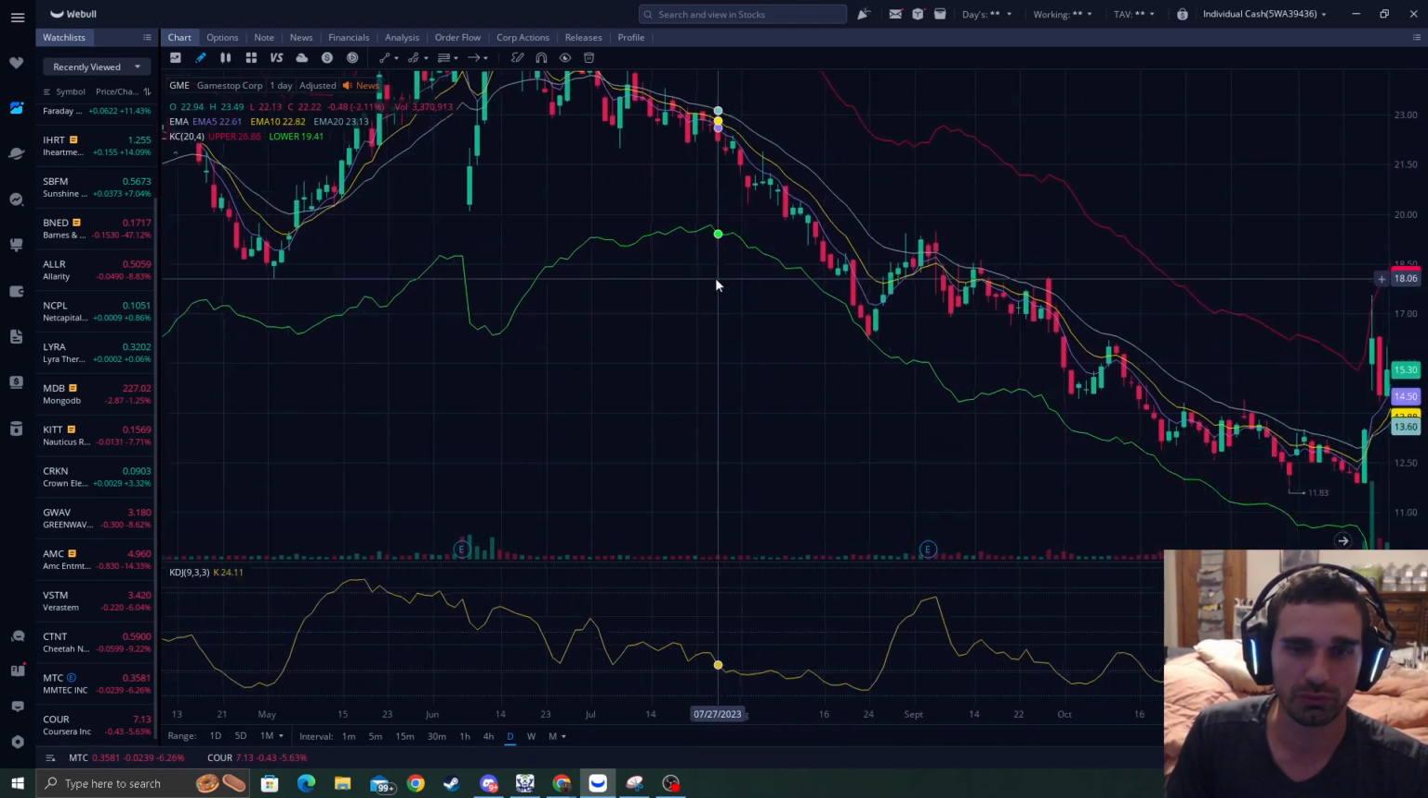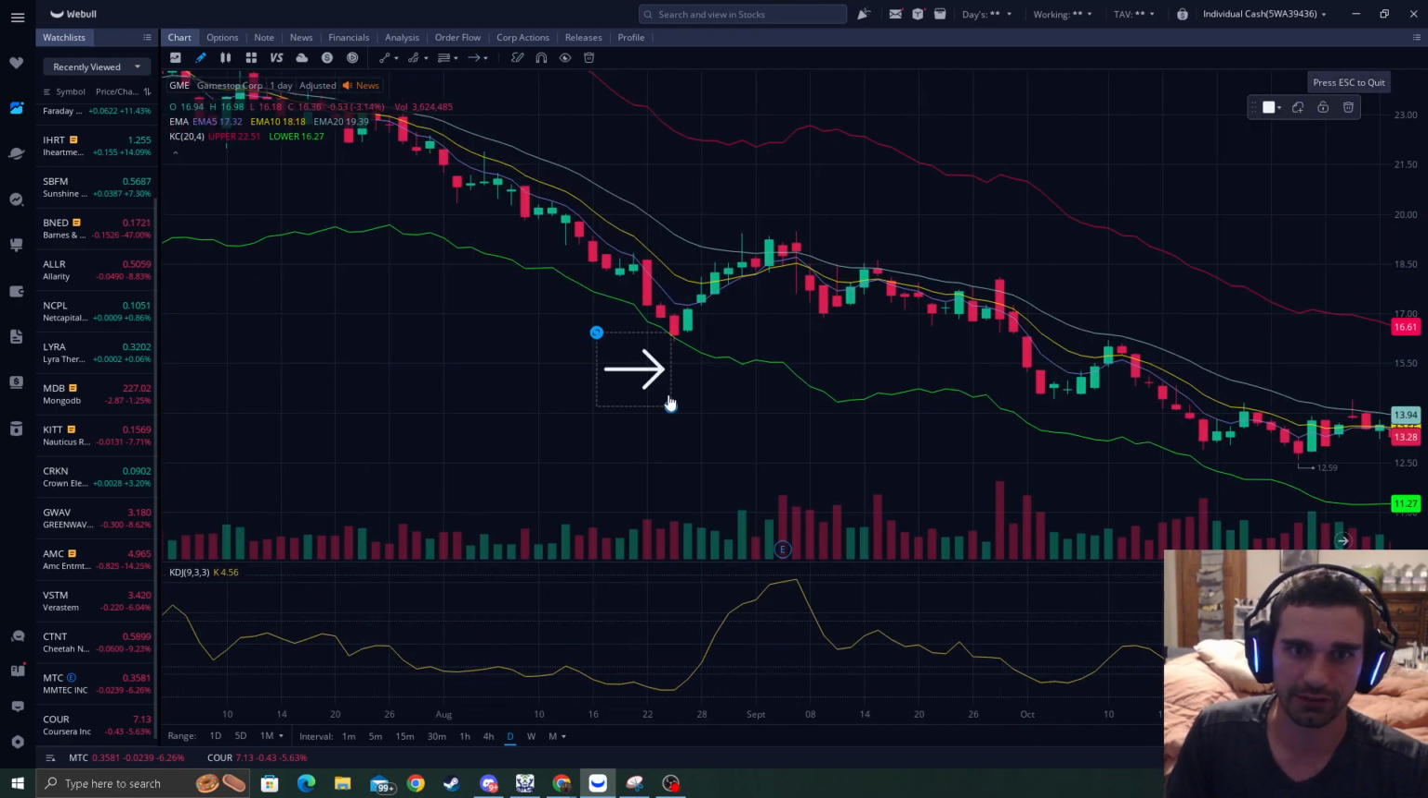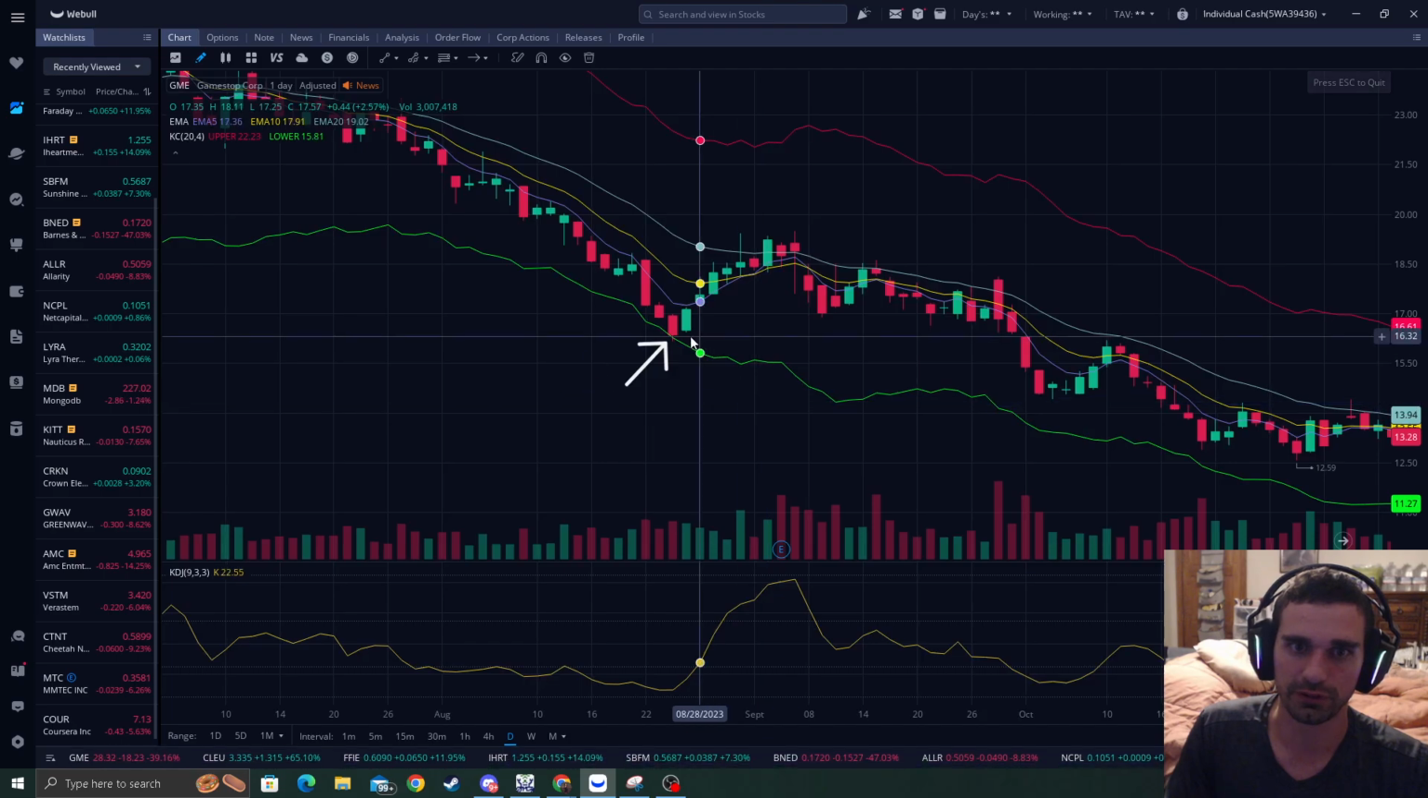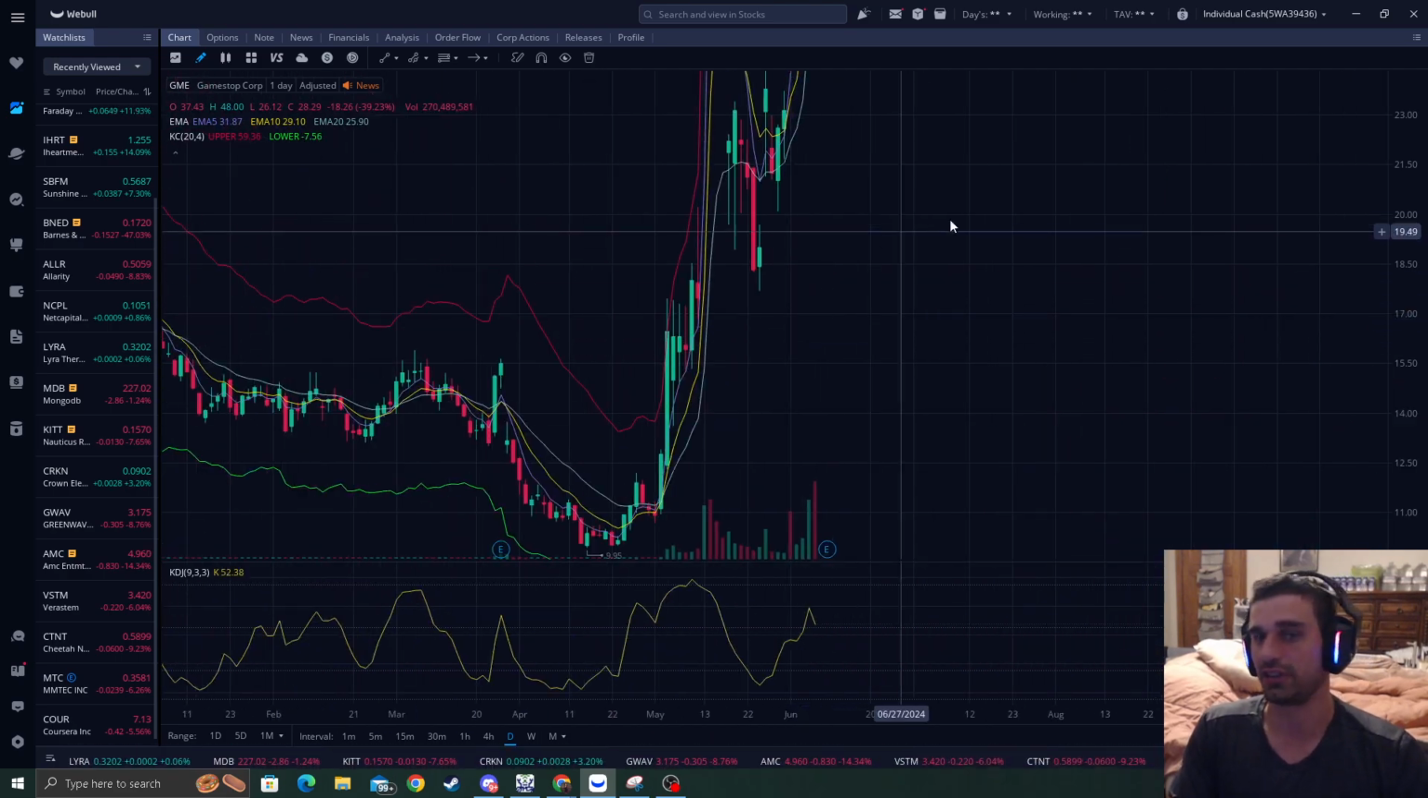GME, we did 2 swing trades on it. This was a nice play right here in the Discord, I remember. This was a very beautiful play, as you can see, from $16 all the way to $19. And that's how you get consistent wins, guys.